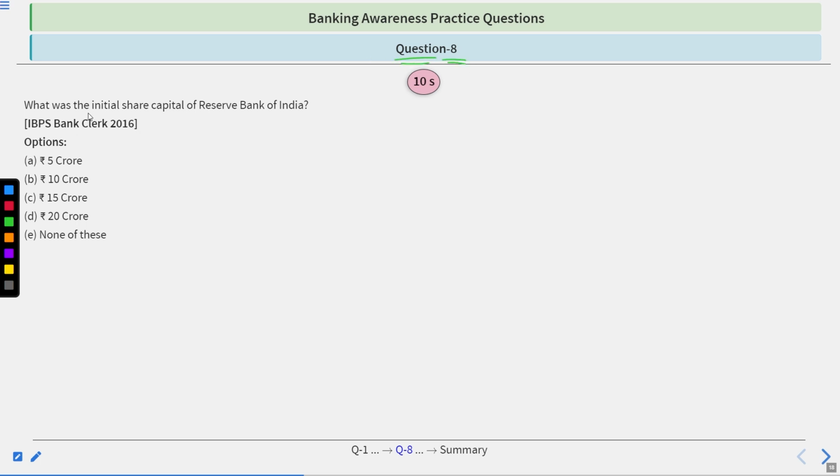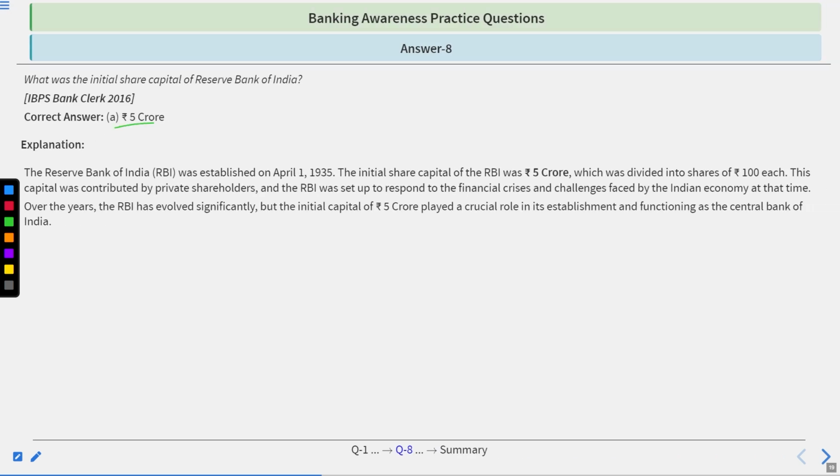Question number 8. What was the initial share capital of Reserve Bank of India? 5 crores, 10 crores, 15 crores, 20 crores, none of these. To answer this, you will have 10 seconds, then I will give you the answer. Time starts now. Time's up. The correct answer is A, 5 crores. Just go by the explanation.